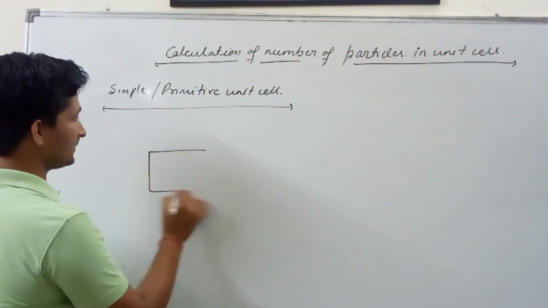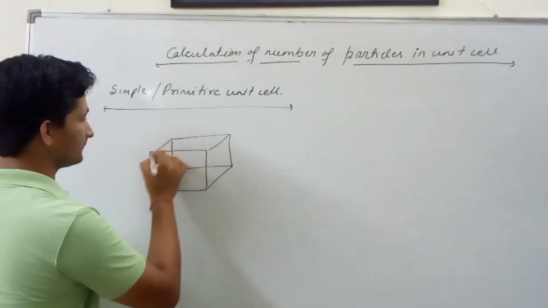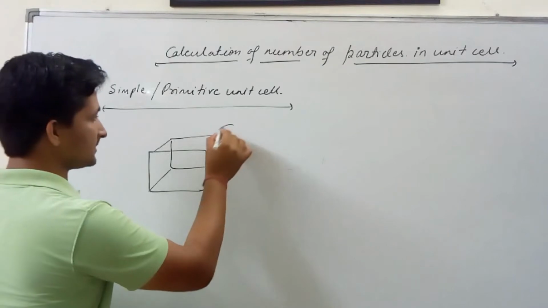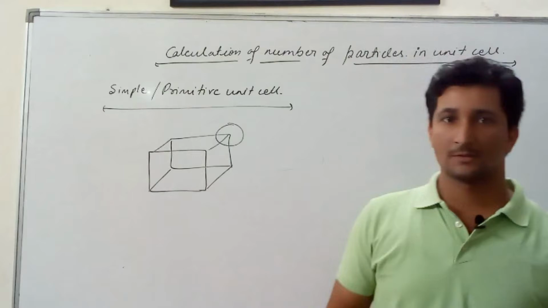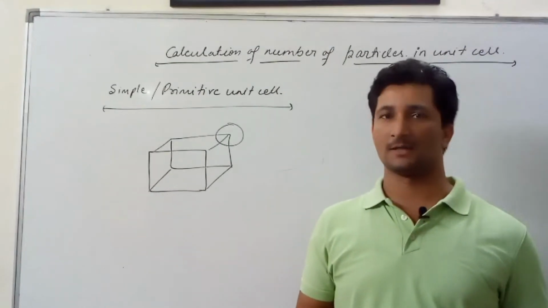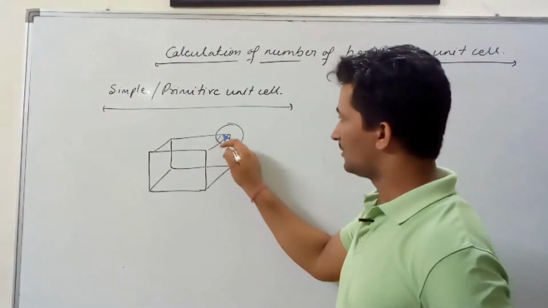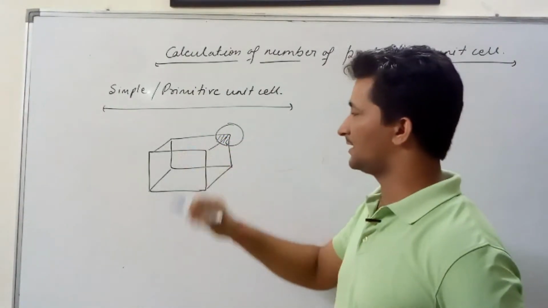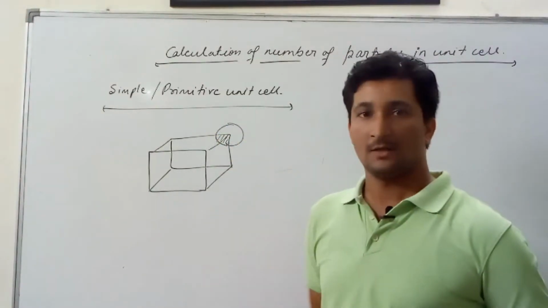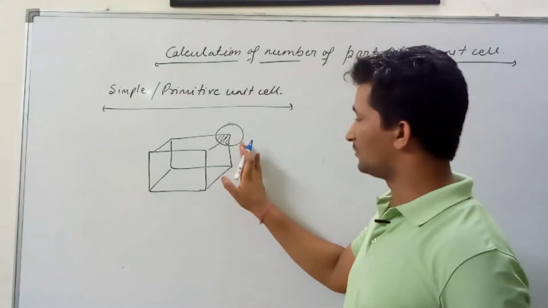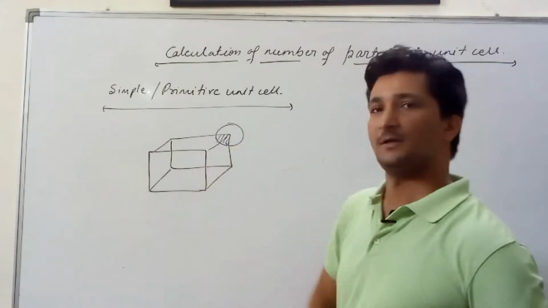I have discussed that in a simple or primitive unit cell, the particle is present at the corner. So the center of the sphere or particle coincides with the corner of the unit cell. Here you can see that only this much portion exists inside this unit cell and the remaining whole area is outside the unit cell. So we can't say that the whole sphere or particle is present inside this unit cell.